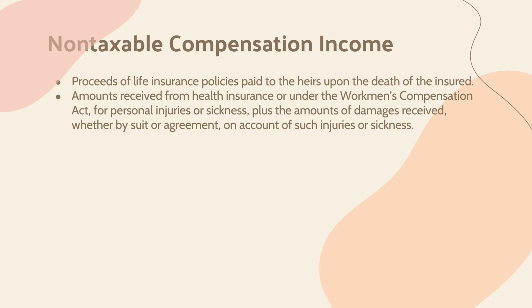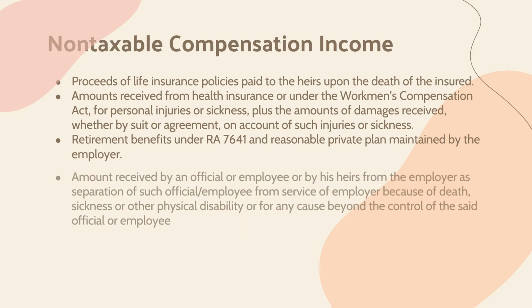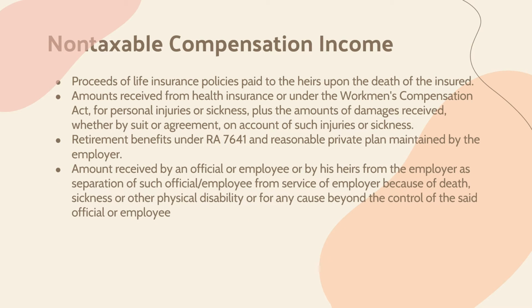Number 7, retirement benefits under RA 7641 and a reasonable private plan maintained by the employer. The following conditions must be met. Number 1, the retiring official or employee has been in the service of the same employer for at least 10 years. Number 2, he or she is not less than 50 years of age at the time of retirement. And lastly, he or she has not availed of similar benefits in the past. The law does not require that the employee's service should be uninterrupted within 10 years.